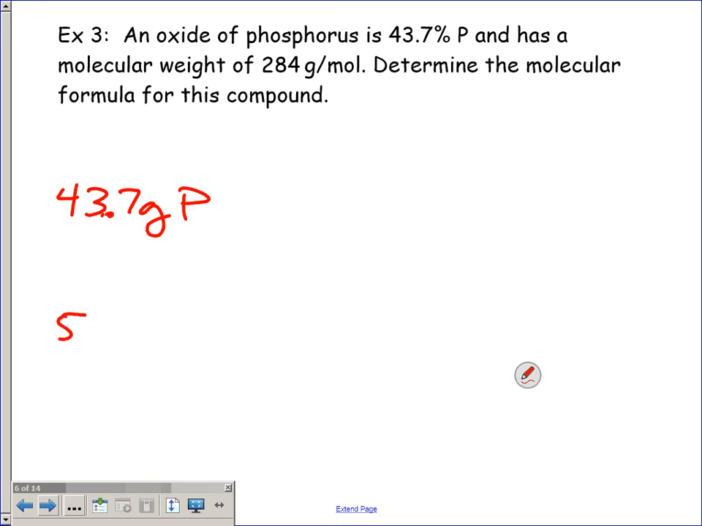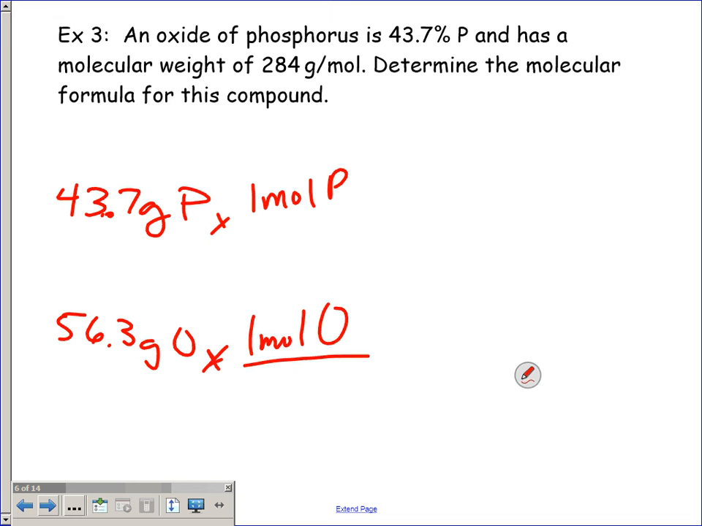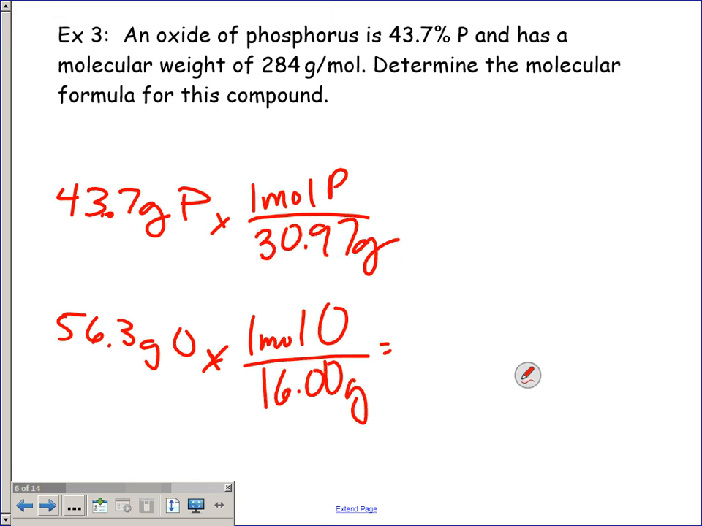So you're just taking 100 minus 43.7, 56.3 grams of oxygen. Oh, the molar mass. So we're, again, took our percent to grams. Grams to moles. 1 mole of phosphorus, 1 mole of oxygen. This is 30.97. 16 again. Okay, so when you divide, you get 1.411 moles and 3.52 moles.